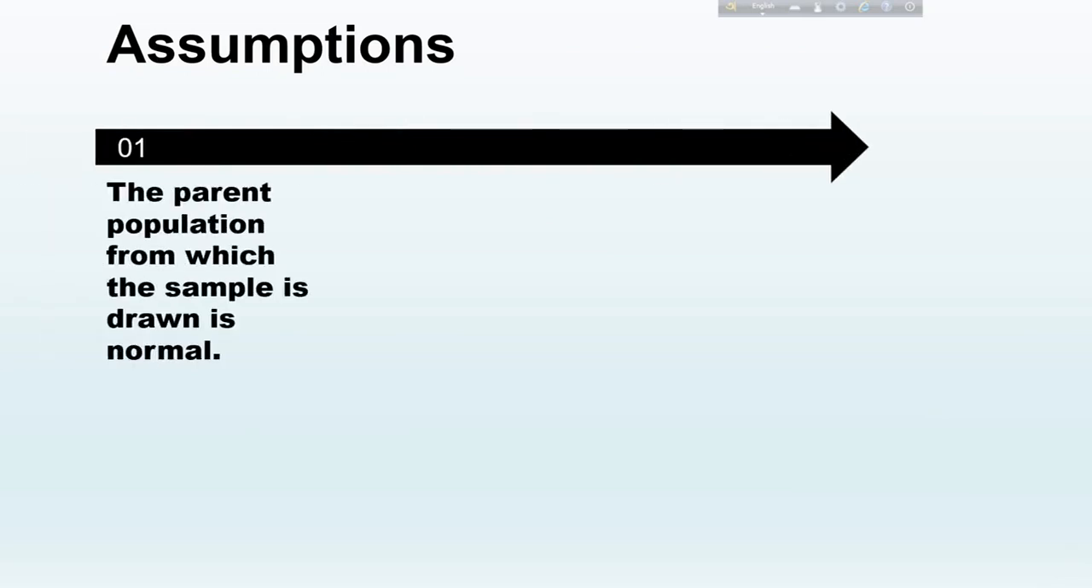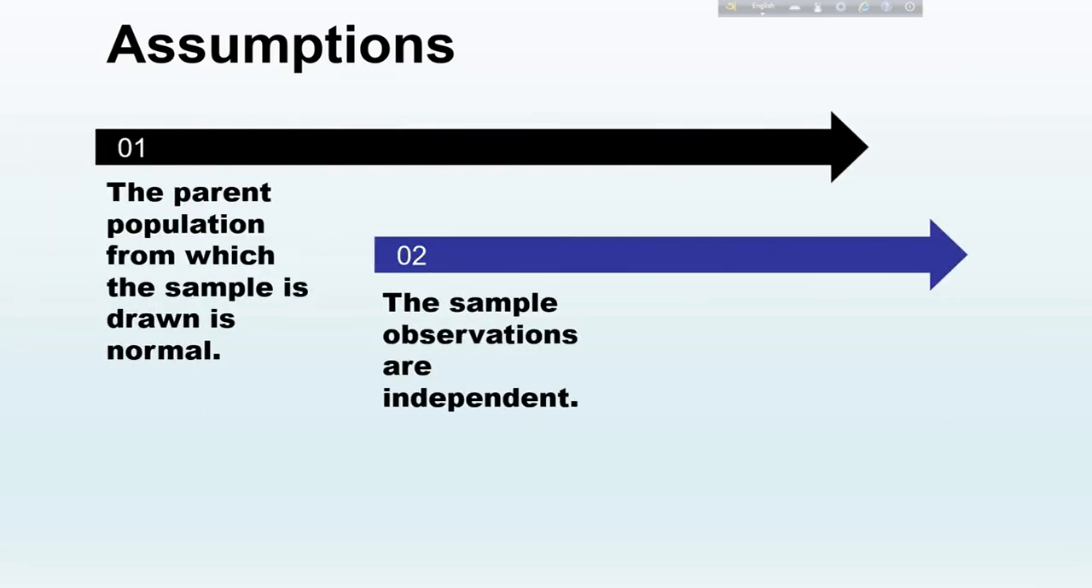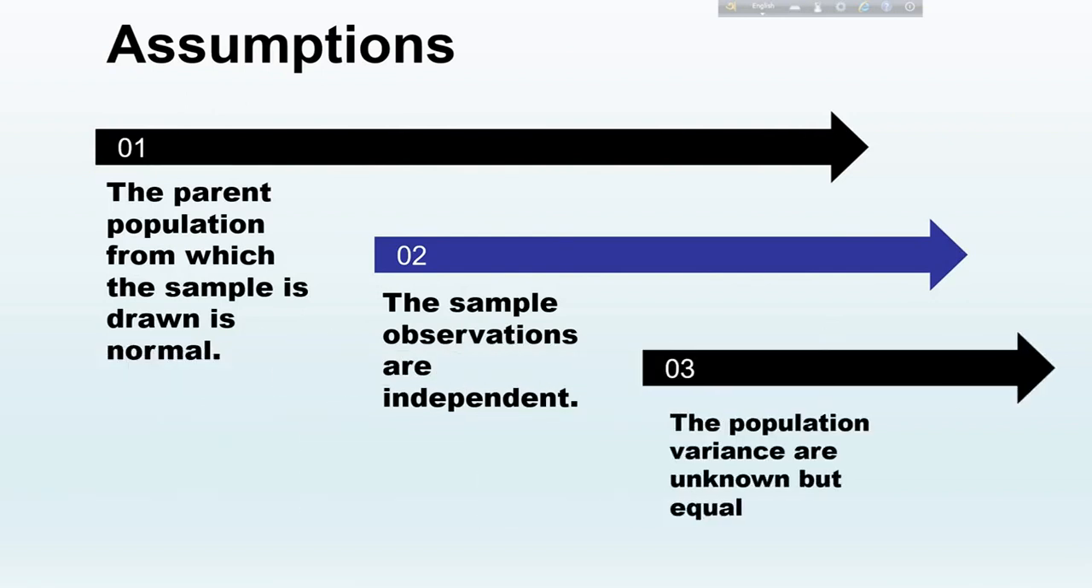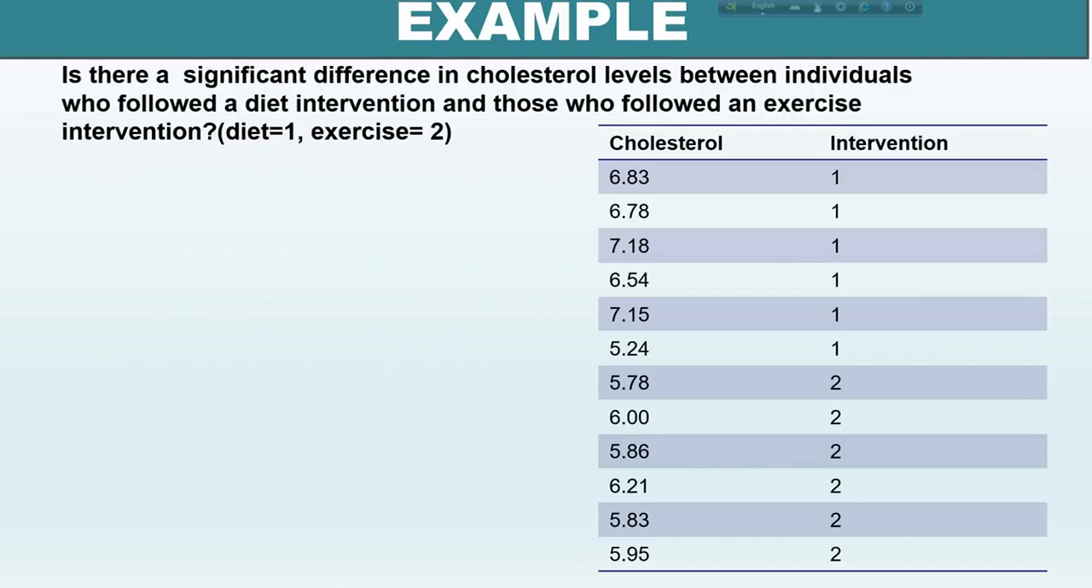Number one, the parent population from which the sample is drawn is normal. Number two, the sample observations are independent. And the last one is the population variances are unknown but have to be equal. Here we have one example to understand it better.